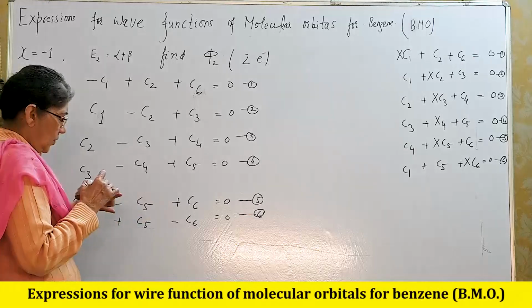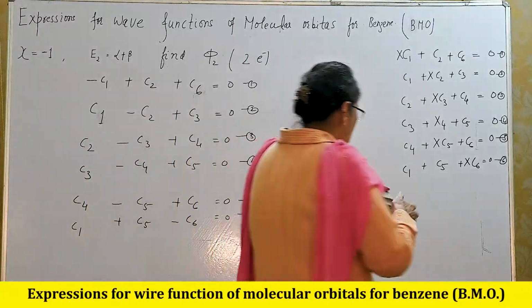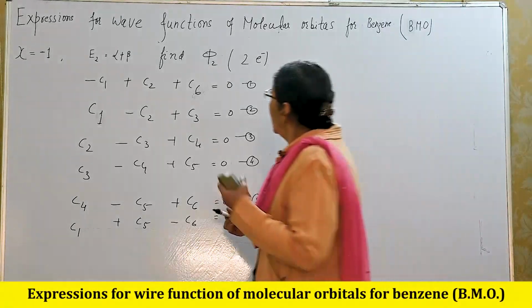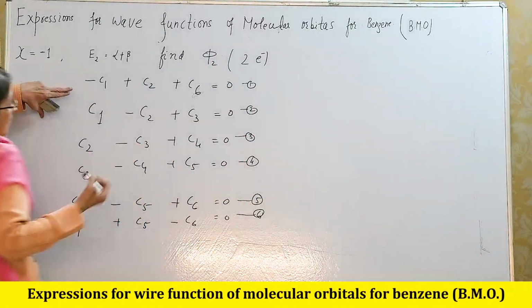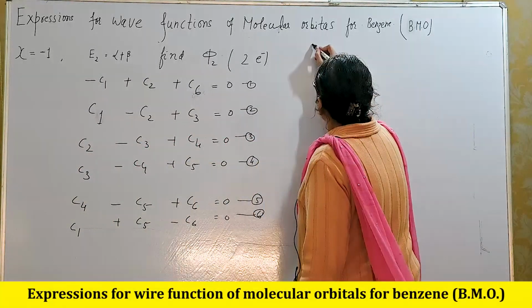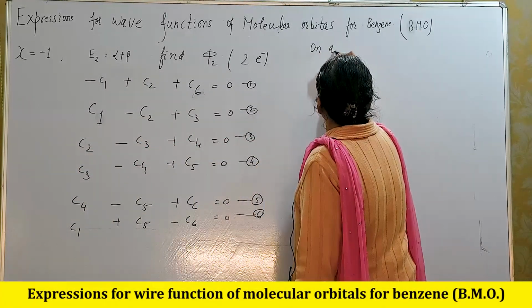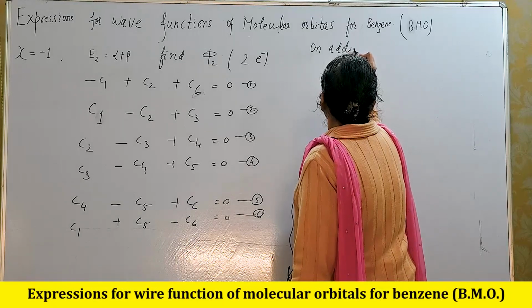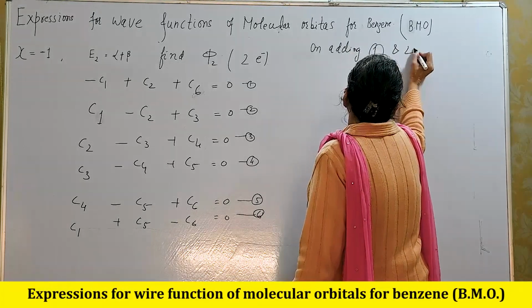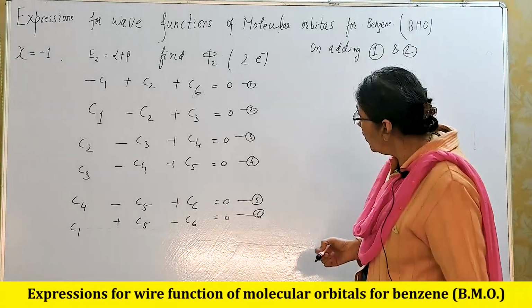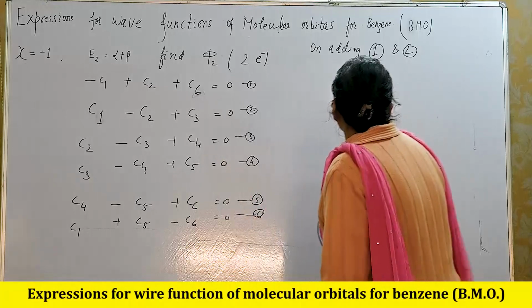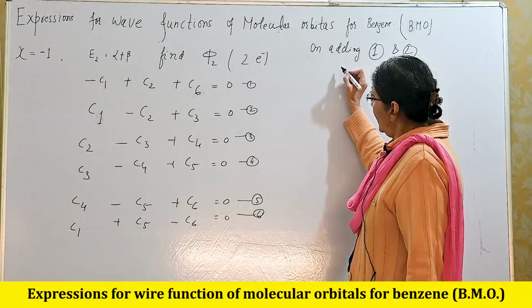We get it in this form. So now, add 1 and 2. On adding equation number 1 and 2, we get C2 cancel, C1 cancel, we get C6.